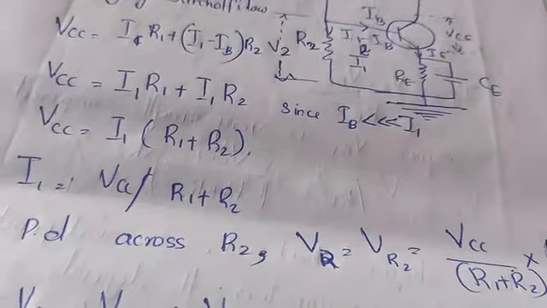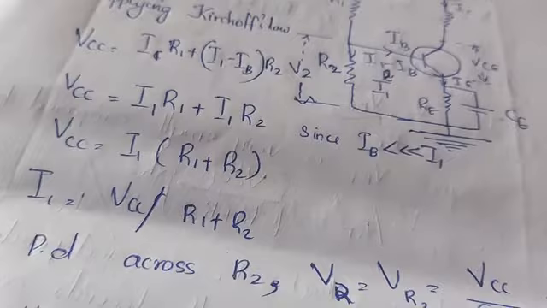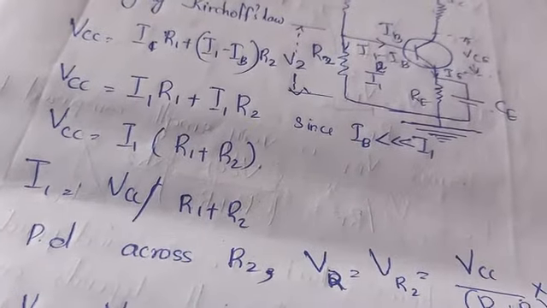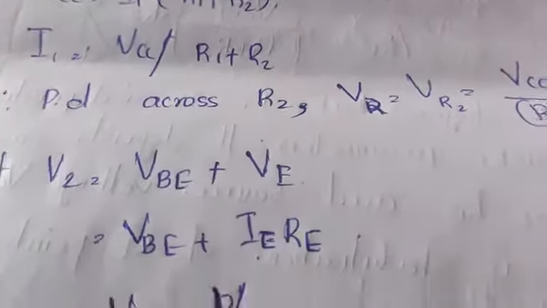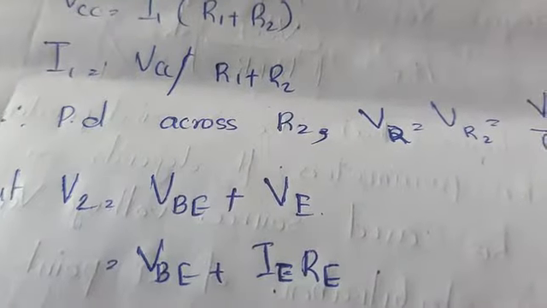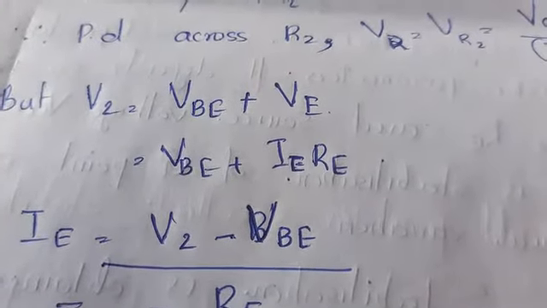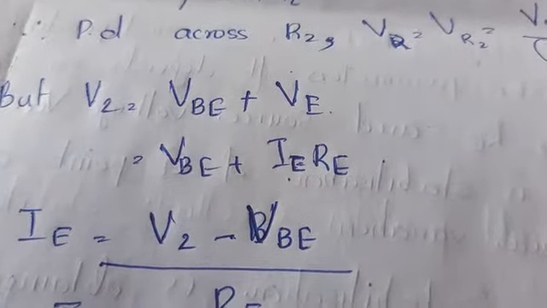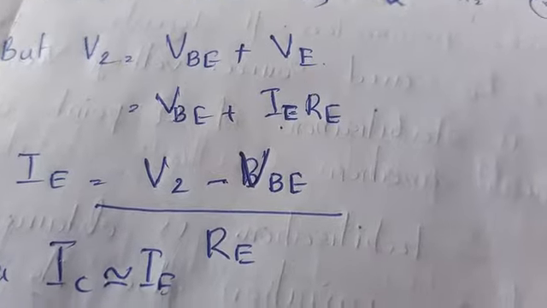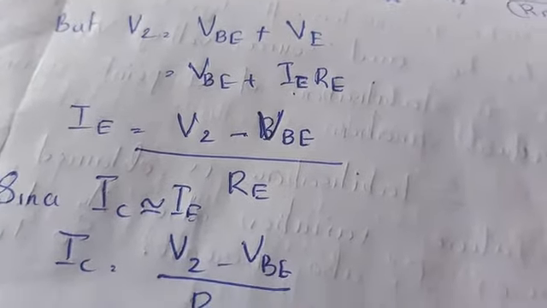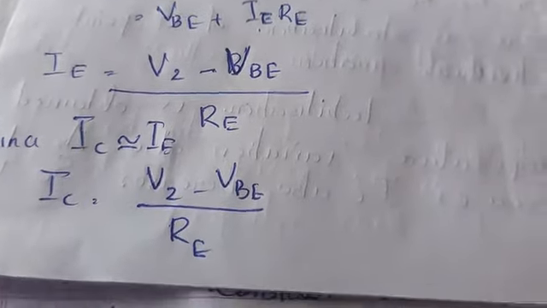Next, V2 can be represented as the base emitter voltage plus the emitter resistor drop. That is VBE plus IERE. So we can write V2 is equal to VBE plus IERE. That is, IE is equal to V2 minus VBE by RE. But we know that IC is approximately equal to IE. So we can write IC is equal to V2 minus VBE by RE.